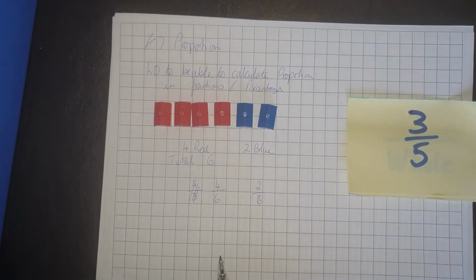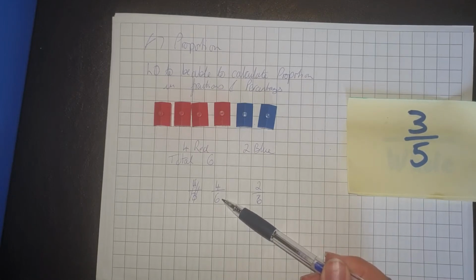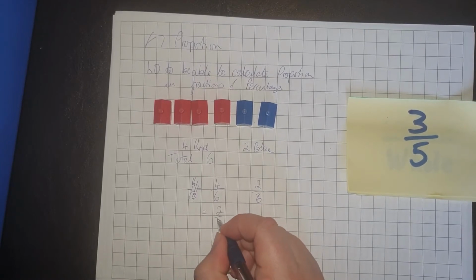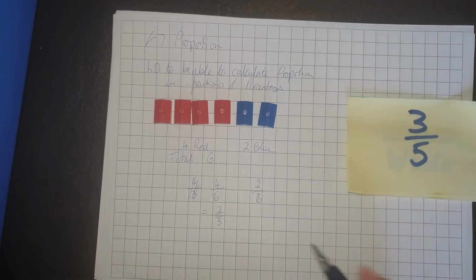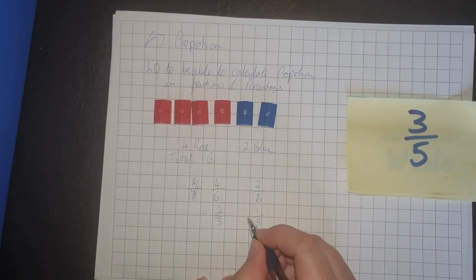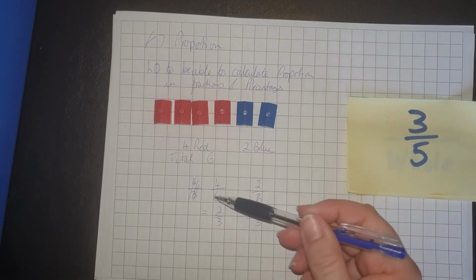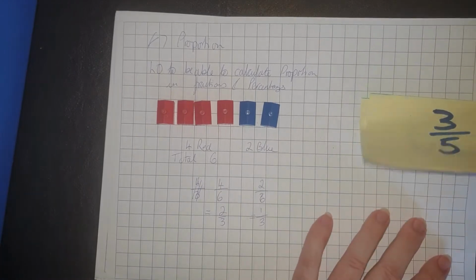Therefore, we need to think about proportion as part of the whole. But if we look at this, we notice that 4/6 can also be written as 2/3, and 2/6 can also be written as 1/3. So again, using your knowledge, you can reduce this down. Okay, your turn to do one.